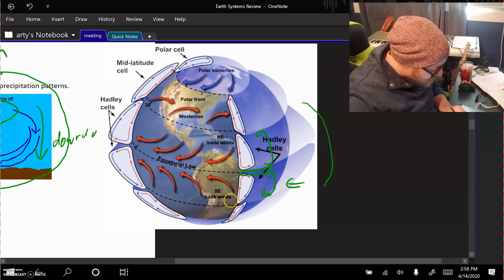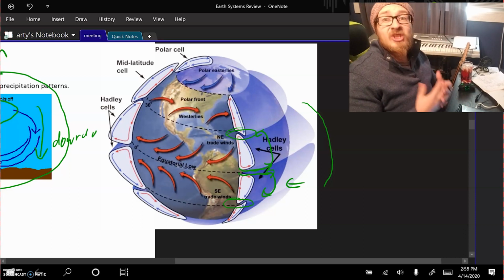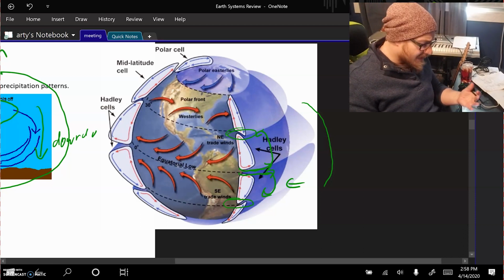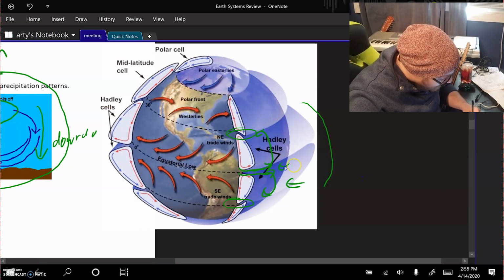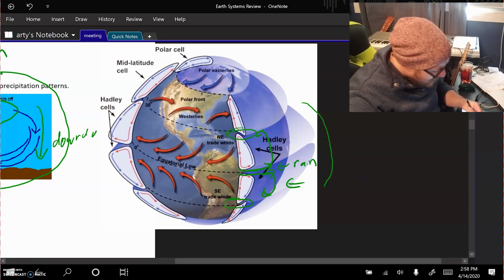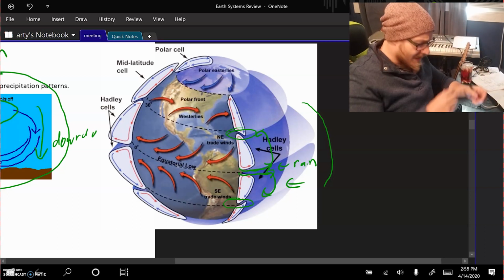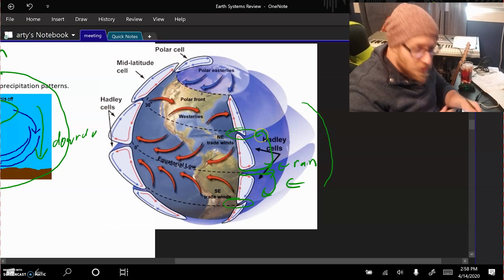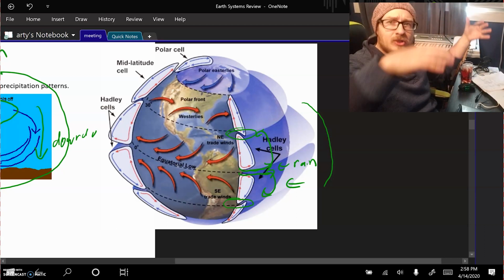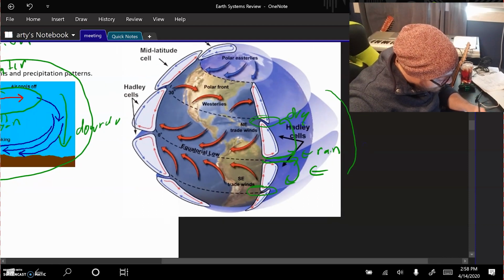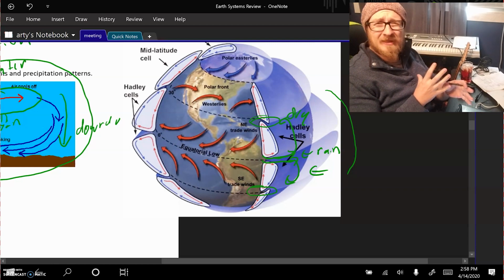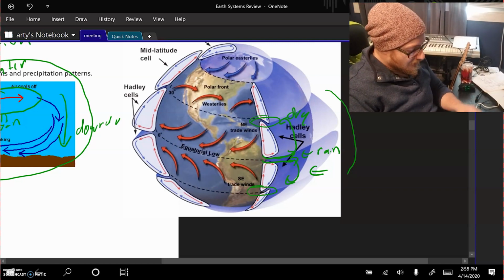And by the time it sinks near these 30-degree latitude lines, it loses all of its moisture and it's very dry air. So along the equator, you're going to get a lot of rain. And then in the 30-degree latitude line, where these giant cycles of air start to sink down, is where you're going to get your dry conditions, right? So that is where you expect to see your deserts.